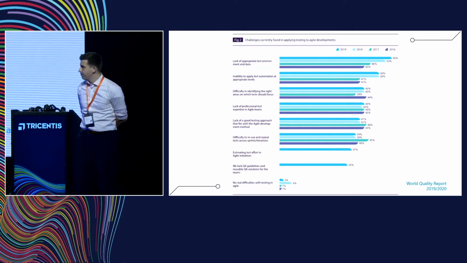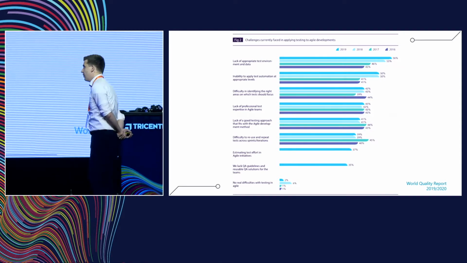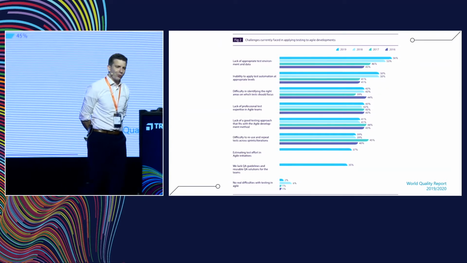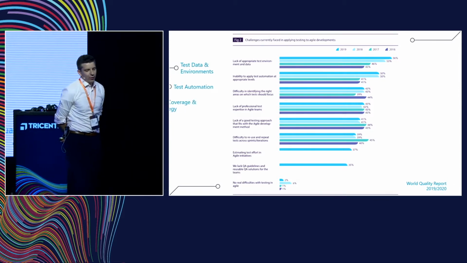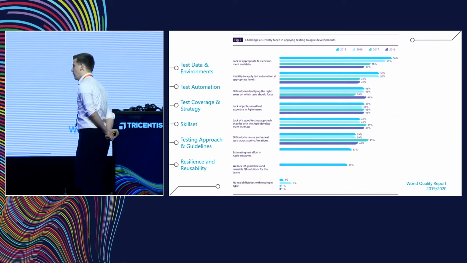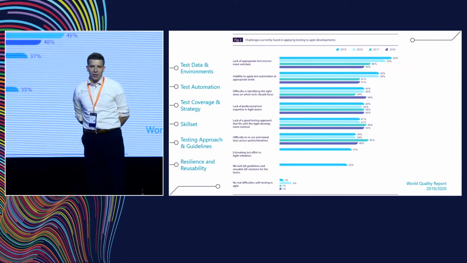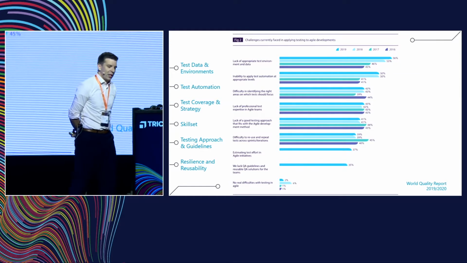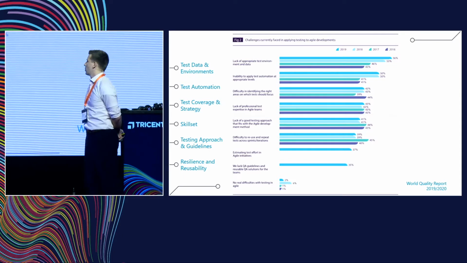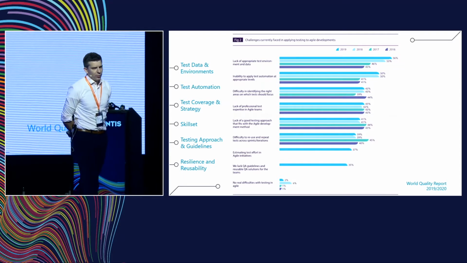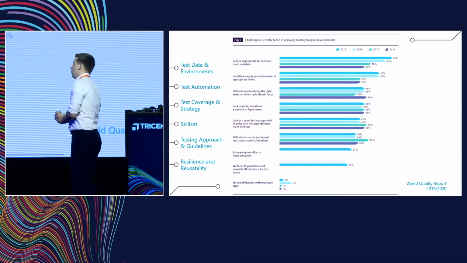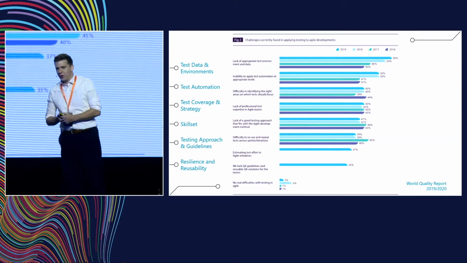Then, when I continued reading, and I was looking at the first graph in that report, that actually perfectly explained what we are trying to solve with the ACT framework. So whenever you look at that graph, if you would summarize what the biggest problems are for organizations to adopt testing in an agile enterprise environment, it's typically test data, it's environments, it's the test automation, it's the skill set of the people or the coverage that we're dealing with, or even the methodical approach for testing and how to set it up. And then with all of that, also the resilience and the reusability of the testing artifacts.